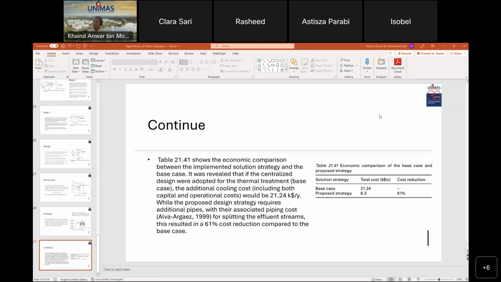I think that's all for the case study. But inside the Handbook of Process Integration, there are a lot more case studies that you can view, besides petrochemical, but I chose petrochemical and water for this case study.